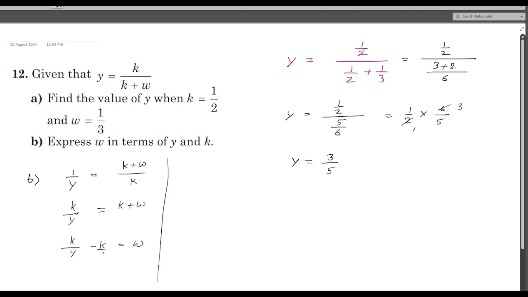So this is k upon 1. So it is k minus yk divided by y is equals to w. So this is how we can express w in terms of k and y. So w is equals to k minus ky upon y. You can take k common in the numerator and you can say that it is k times 1 minus y, divided by y.